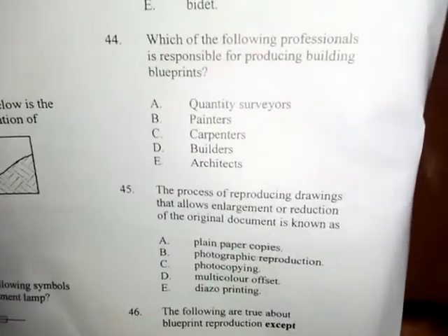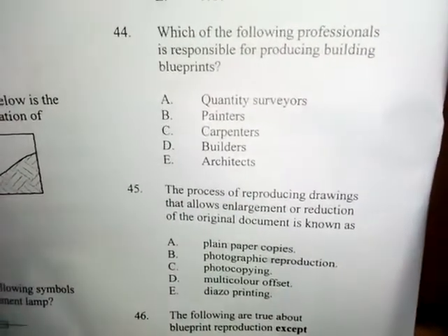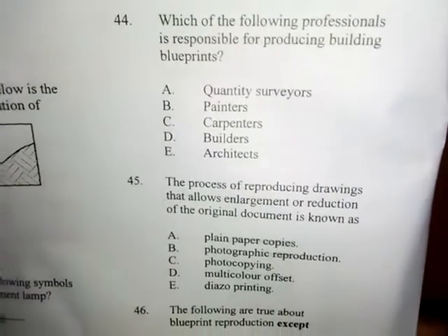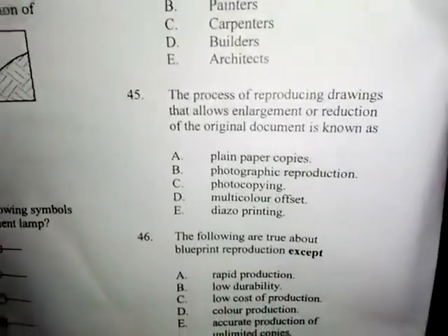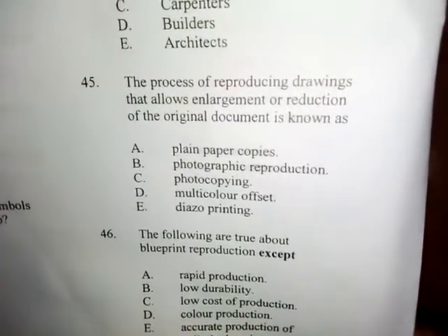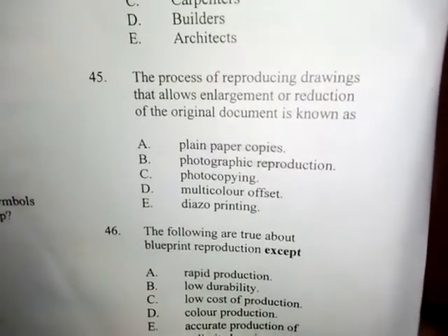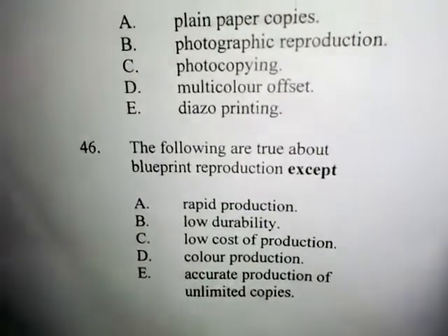Question 44. Which of the following professionals is responsible for producing building blueprints? So the correct answer is option E, which is architect. That is the correct answer. Question 45. The process of reproducing drawings that allows enlargement or reduction of the original document is known as Dassault printing. Dassault printing is the correct answer.